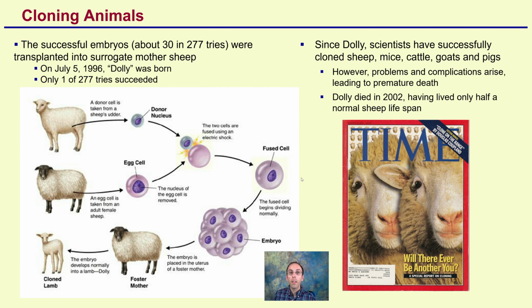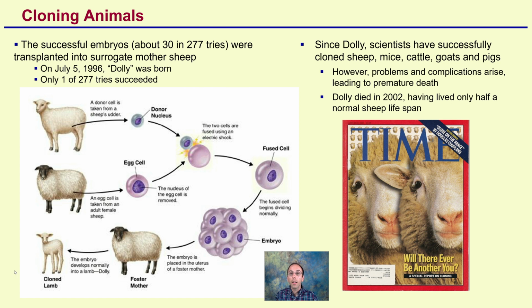That egg cell then is induced to divide normally. That single fused egg cell will then produce an embryo. That embryo will be placed into a foster mother, and that foster mother will ultimately have the cloned sheep as an offspring. So the embryo develops normally, and that baby lamb is produced. In this case, it was Dolly.